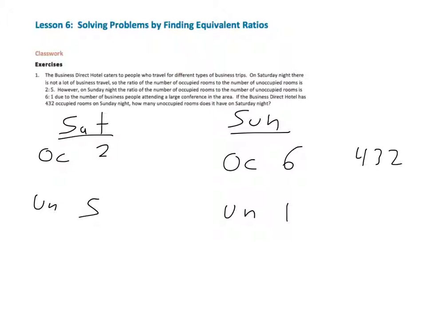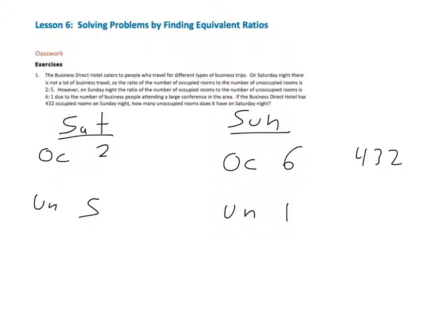Now that we have all of our information sorted, let's look at what it's asking for. It's looking for how many unoccupied rooms it has on Saturday night. But for Saturday night, they only give us the one ratio of occupied of 2 and unoccupied of 5. So we can't figure out how many total rooms there are, and from there we can't figure out how many occupied or unoccupied rooms there are.